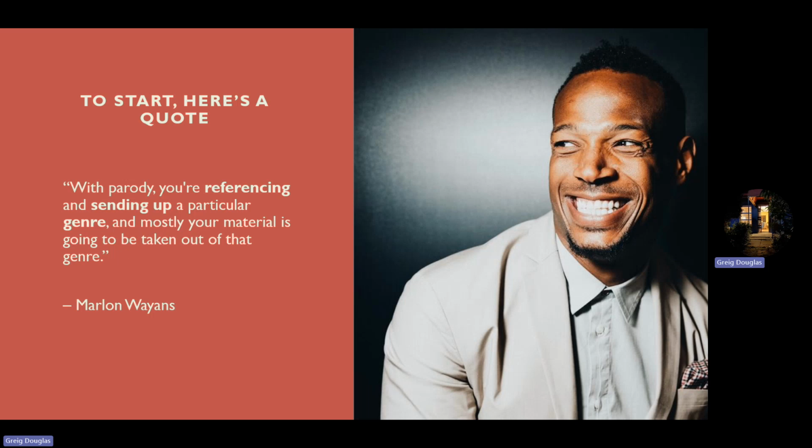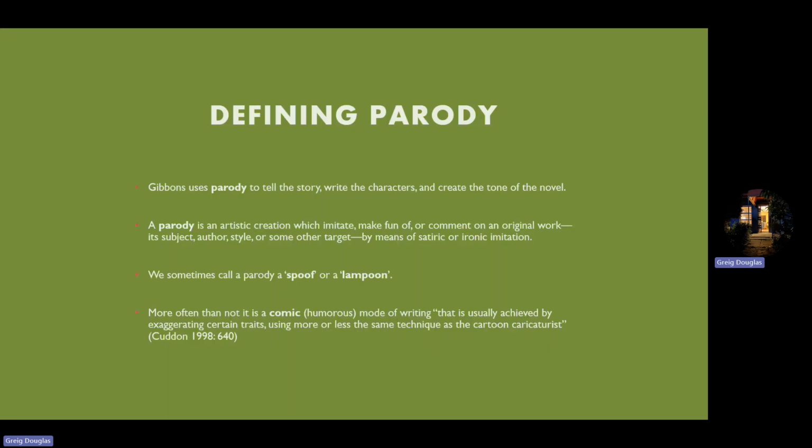So here's a definition of parody. Gibbons uses it to tell the story that we're going to be reading here, to write the characters and create the overall tone of the novel. What a parody is, I would say, is an artistic creation. So it is something that is created. It's not plagiarism. It's not necessarily just a rip-off, but it is actually a unique creation in itself.